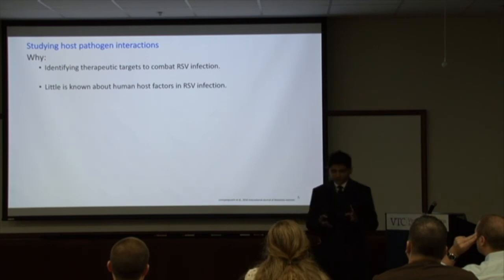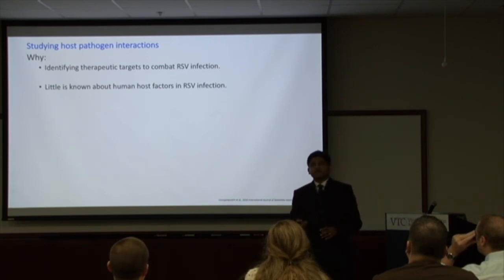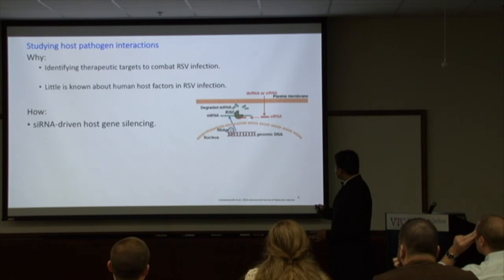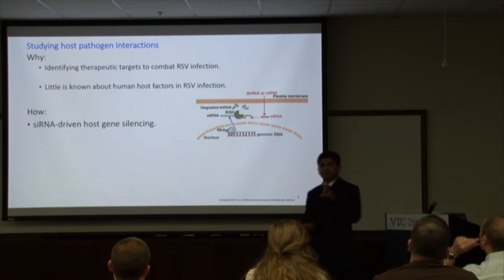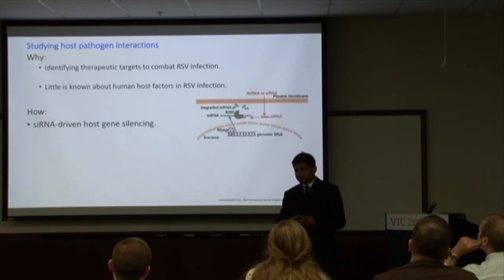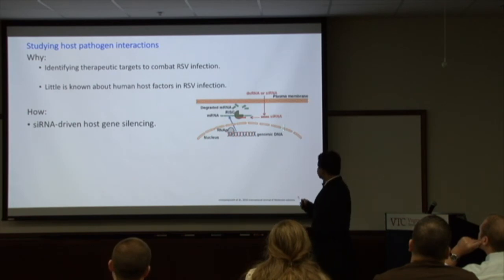And to study host pathogen interaction, I use siRNA-driven gene silencing. We know that siRNA binds to a specific mRNA by using the RNA-induced silencing complex to chop up the mRNA that would produce the protein. So in that way, using siRNA, we can block or deplete protein expression in a cell. So here is an example of one single siRNA.